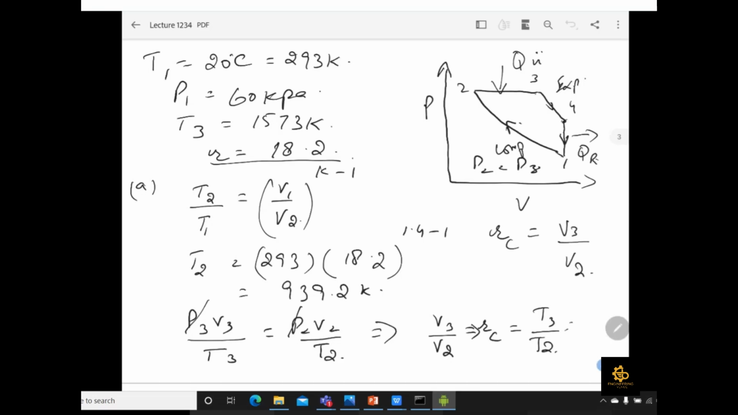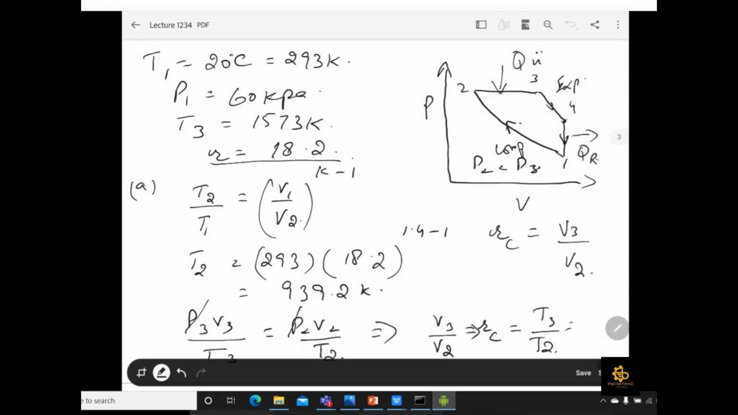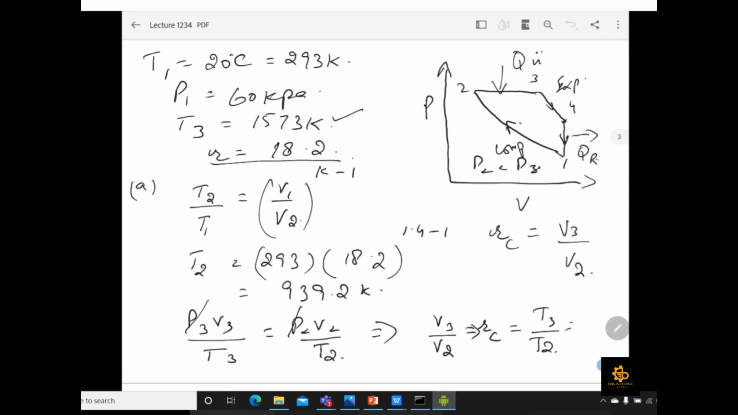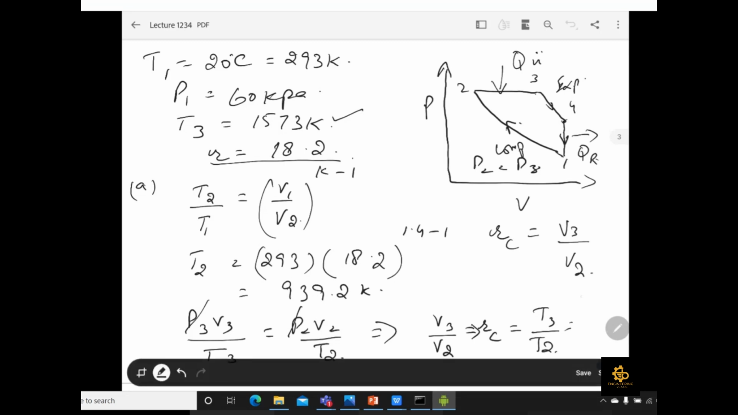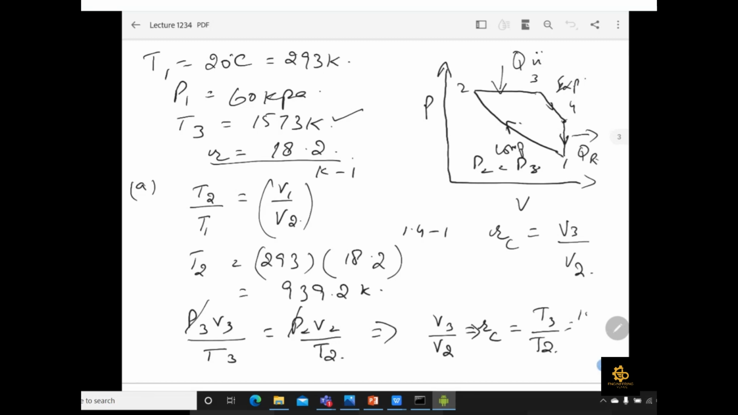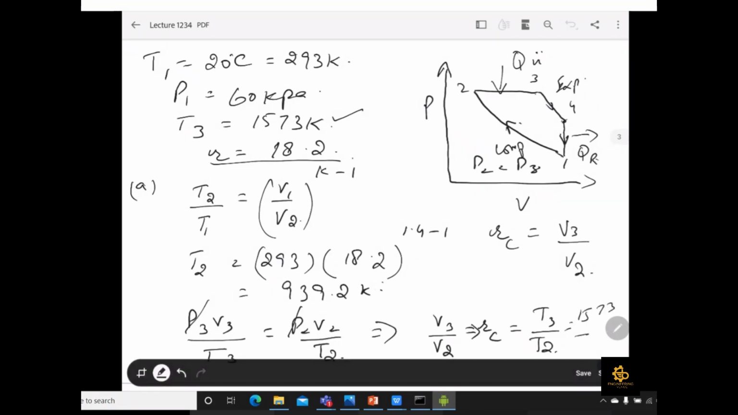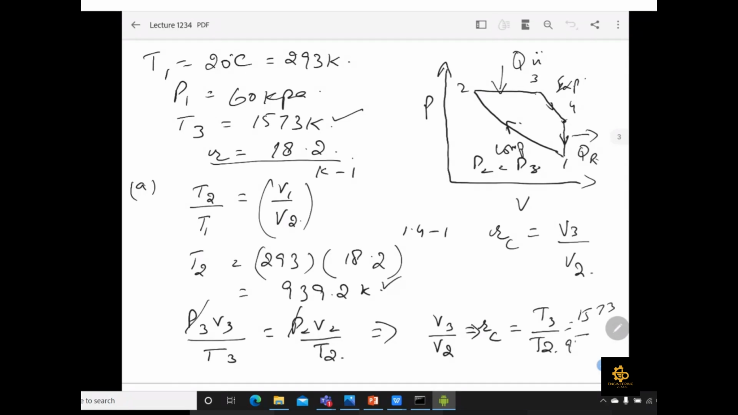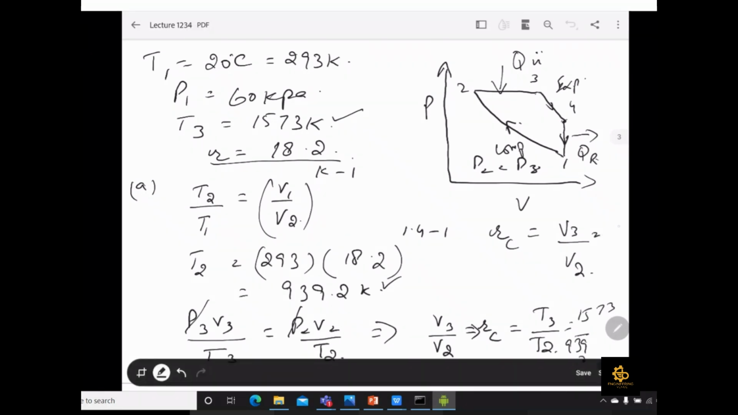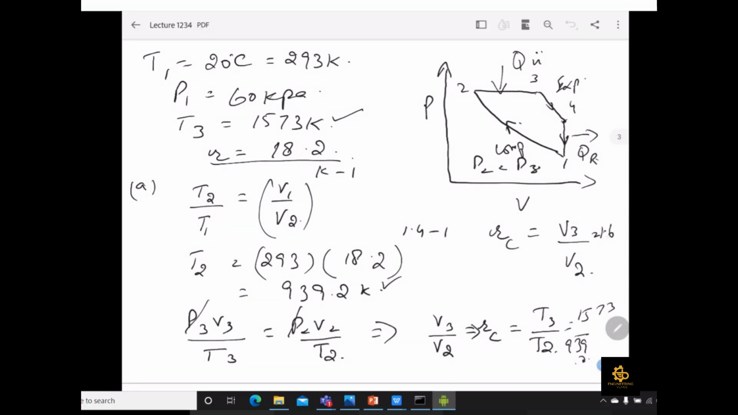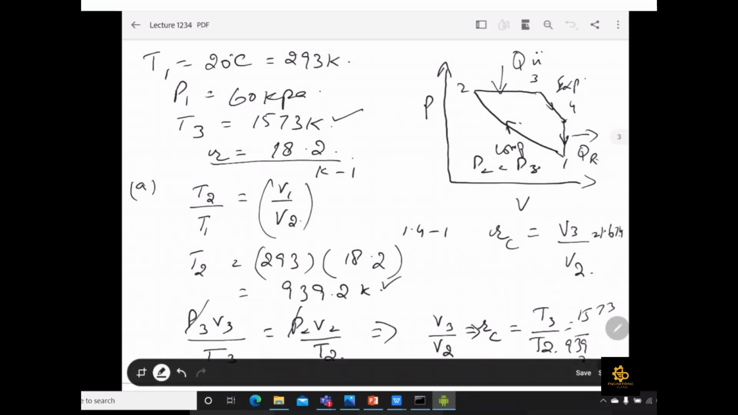If you divide it, you will see that T3 is given in the question. It is mentioned that at the end of your heat addition process, the temperature is 1300 degrees Celsius or 1573 Kelvin. So you can say 1573 over the T2 value we already found, 939.2 Kelvin, and you can just divide it and you will get the RC value as 1.674. Okay, so this is your RC value and the part A solution is done.